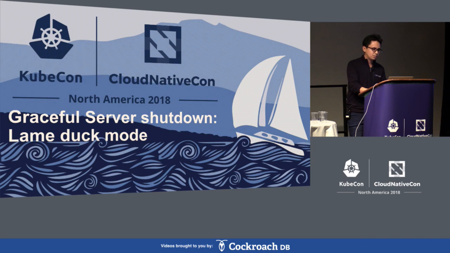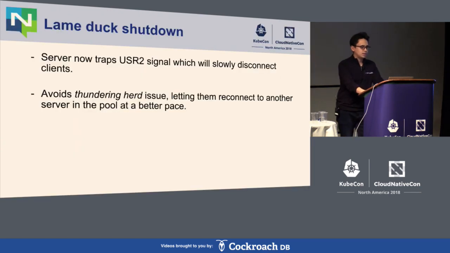From the server side, there is also an enhancement to be able to gracefully shut down the node. This is the lame duck mode. This can be triggered by sending the user 2 signal, which will make the server slowly disconnect the clients that were connected to it. This helps avoid the thundering herd issue by slowly migrating the traffic from the server, letting the clients reconnect to another one.